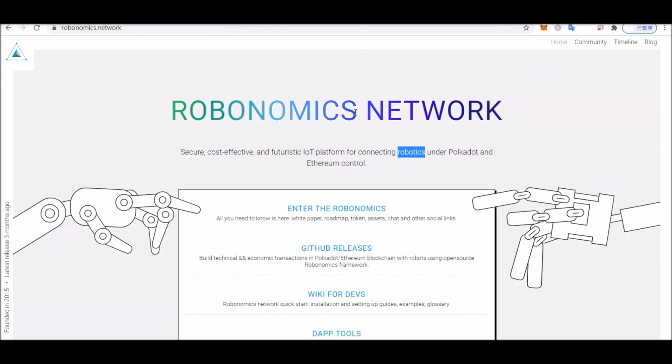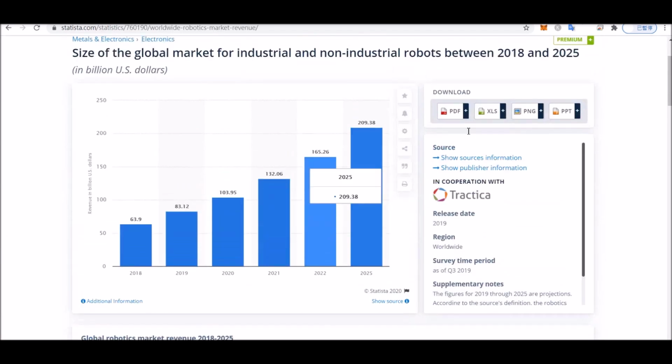But whoever's going to allow for robots to be able to find other robots in close proximity, be able to work with each other, build out the IoT, is going to be rewarded handsomely and with potentially hundreds of billions of dollars.